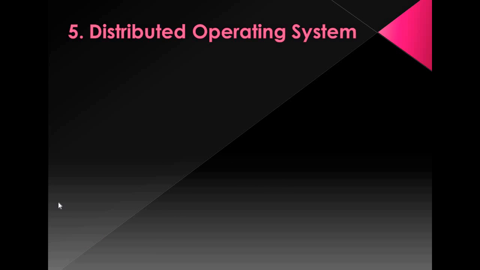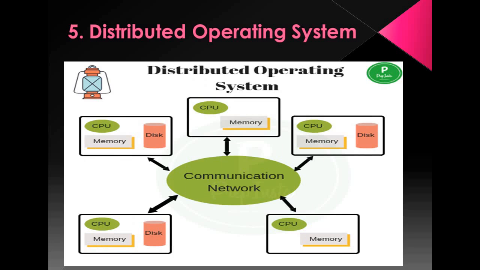Next, we'll move on to the fifth type of operating system, that is the distributed operating system. As the name suggests, the distributed operating system refers to a system where the load of processing is distributed across different computers. As you can see in the diagram, there are 5 different computers, each with its own CPU, memory and disk. These 5 different computers are known as nodes or sites.